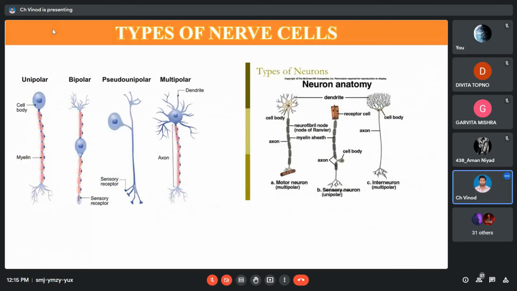With respect to the function, we have three different categories. The ones that take part in sensing or collecting the information are sensory neurons. The ones that take part in delivering the outputs are motor neurons, and the ones that take part in communication, meaning all the communication from sensory to the brain to motor, is done by these neurons called interneurons. Usually the motor neurons and interneurons are multipolar in nature. The sensory neurons are either unipolar or bipolar in nature. So these are the different types of neurons based on the structures and based on their functions.